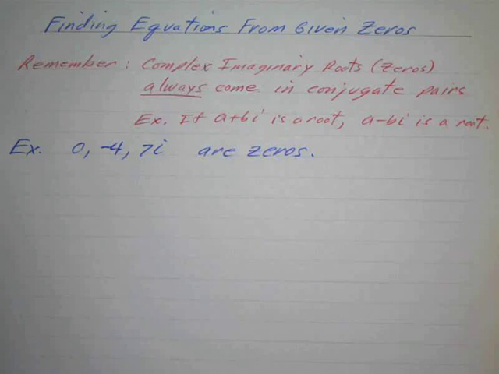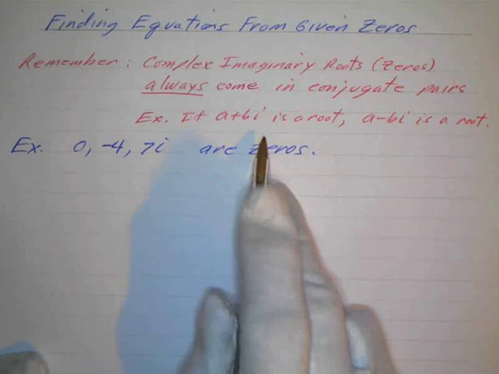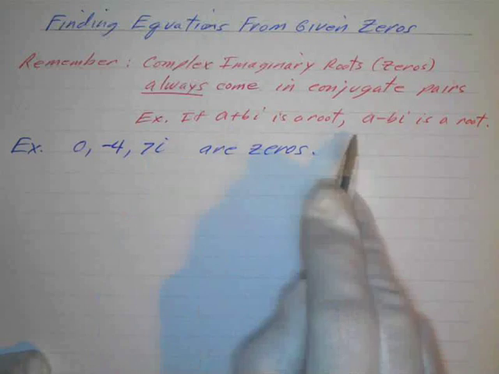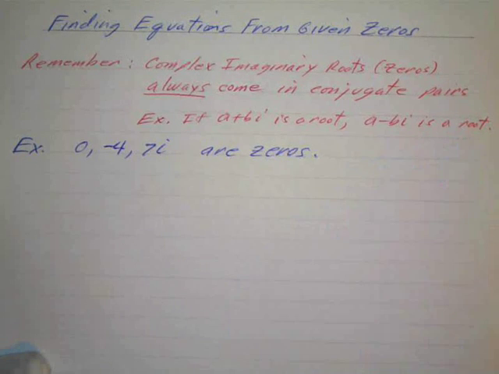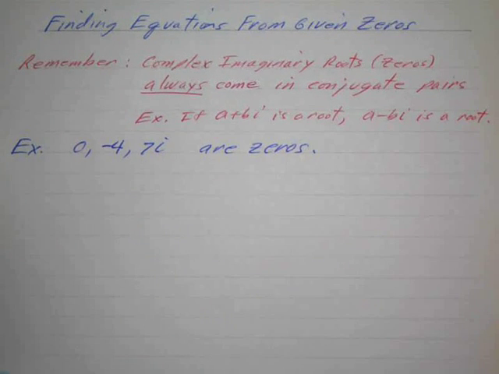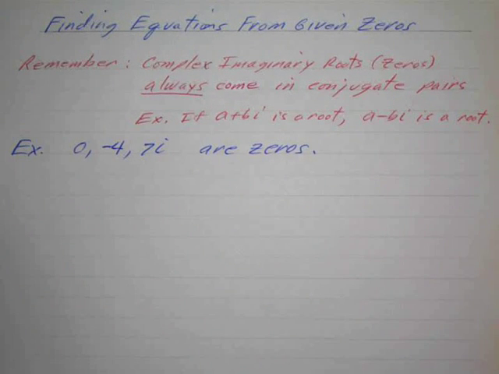In other words, if a plus bi, remember this is our form of a complex number with the imaginary part being b. So if a plus bi is a root, then a minus bi is also a root. Or a zero, something that will make the value of the equation zero. Okay? So lots of times you're going to be given just one of these conjugates, and then you'll have to fill in the other one because you should know that the roots come in conjugate pairs.